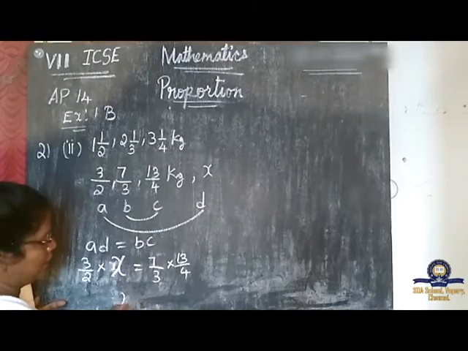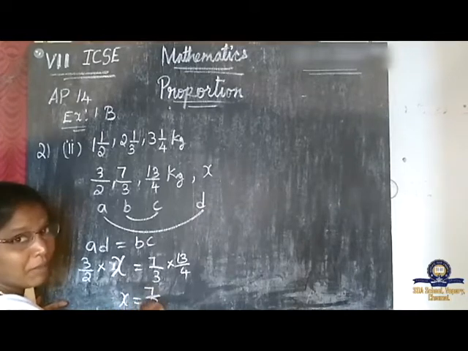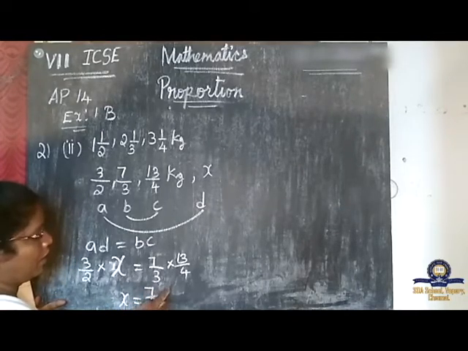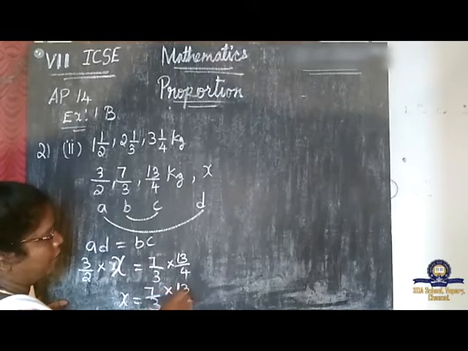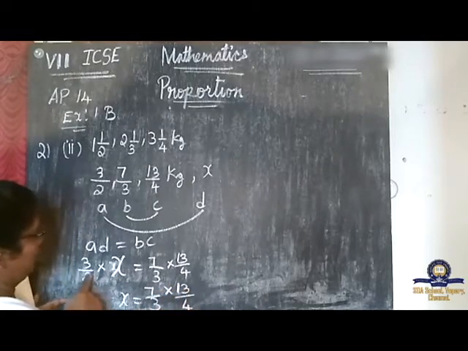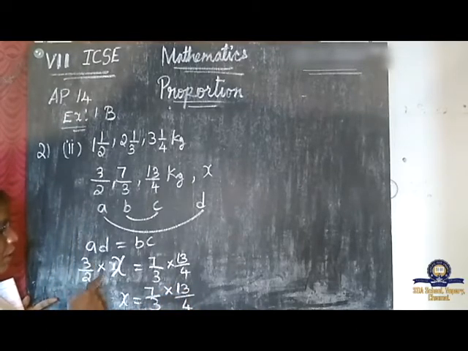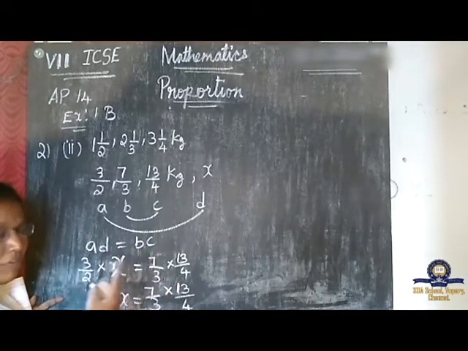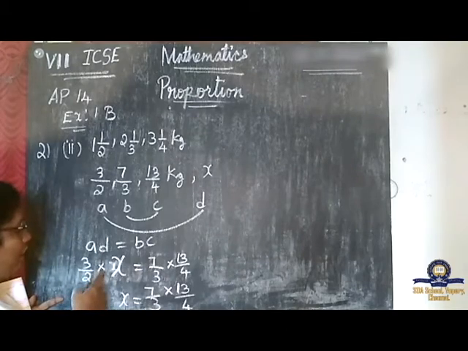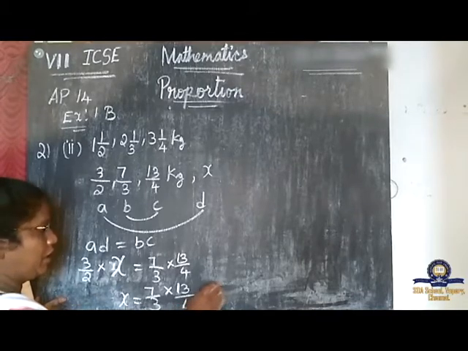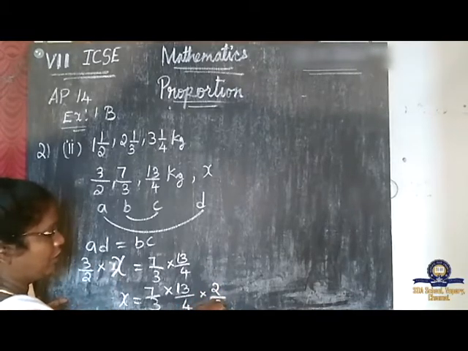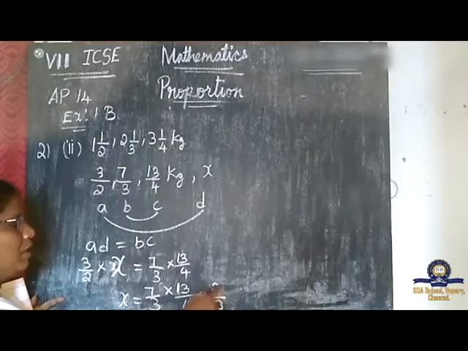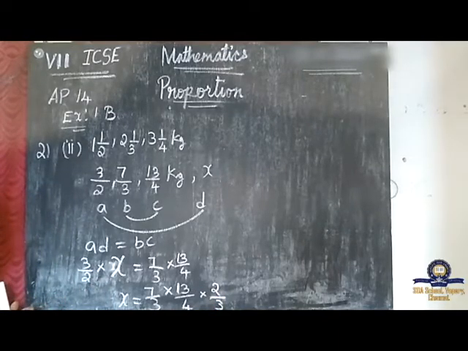So X is equal to 7 by 3 multiplied by 13 by 4. Here 3 by 2 is multiplied. If it goes to the other side, multiplication will become division. So I have to write the number 3 by 2 upside down, that means denominator as numerator, numerator as denominator. So 3 by 2 will become 2 by 3.